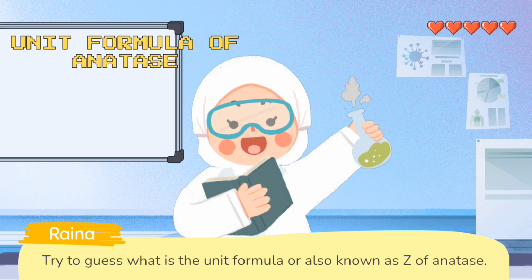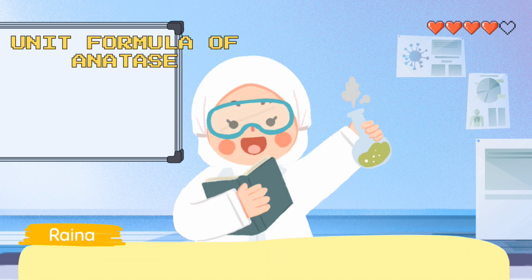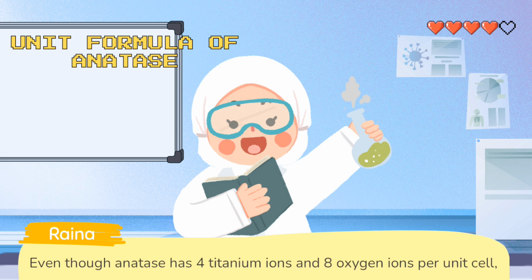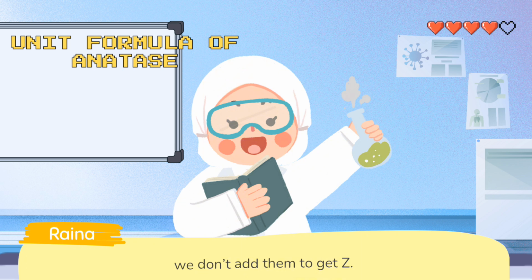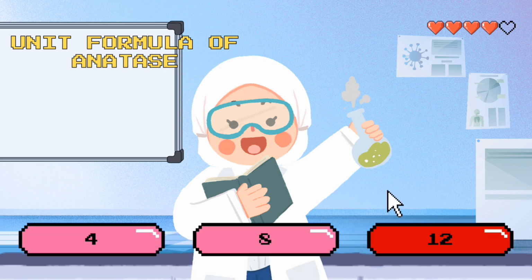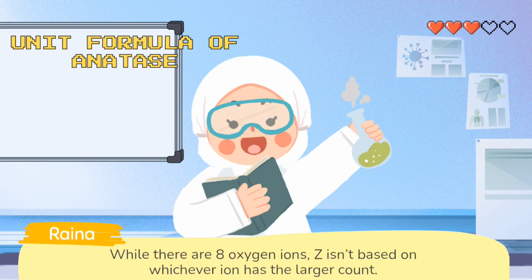Try to guess what is the unit formula, or also known as Z, of Anatase. You're wrong. Even though Anatase has 4 titanium ions and 8 oxygen ions per unit cell, we don't add them to get Z. That's not what Z represents. Z is not the total number of atoms, it's the number of formula units, titanium-4 oxides per unit cell. Close, but still not correct. While there are 8 oxygen ions, Z isn't based on whichever ion has the larger count.